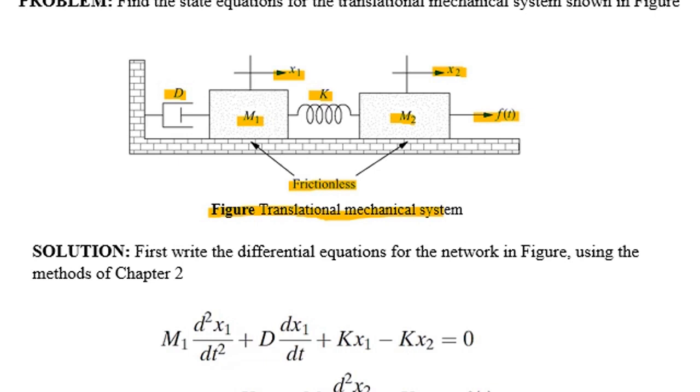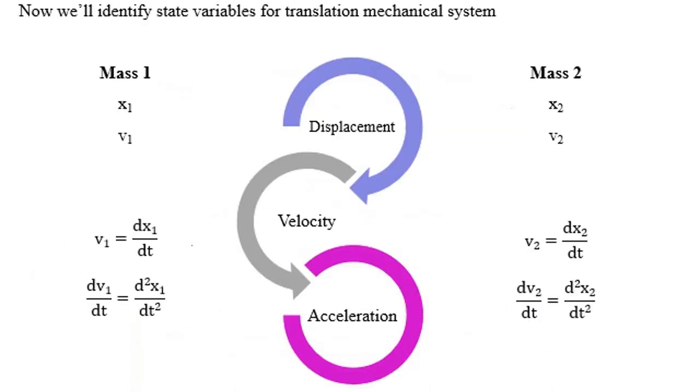This system has degree of freedom equal to 2. So we will obtain our desired equations of motion following the rules or steps related to translational mechanical systems discussed in chapter 2, and both equations are given here. Dear students, now for state space representation of a translational mechanical system, we have to identify the state variables. For these state variables, we will analyze the system.